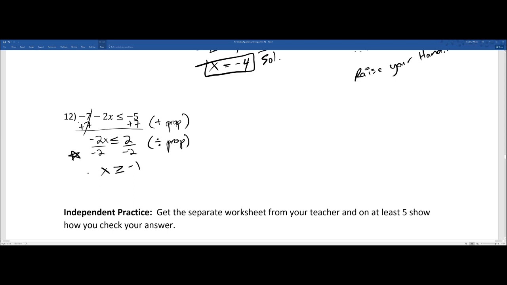If we were to graph this, here's our number line. Here is negative 1, and it's a solid dot because it's not just greater, it's also equal. And then we shade everything to the right. And if you check it out, 0 is greater or equal to negative 1. That would be true. If you go to the left, negative 2 is not greater or equal to negative 1.